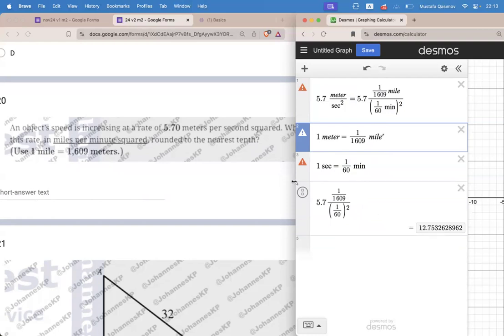Okay, so the answer is 12 point... How should we write this answer? You have to write 12.8. If you write 12.75, it is not correct. I did it like this here. I wrote 12.7, and it came out wrong.